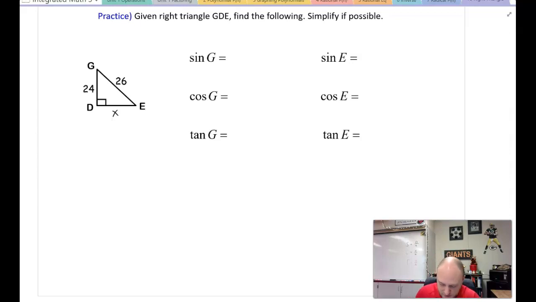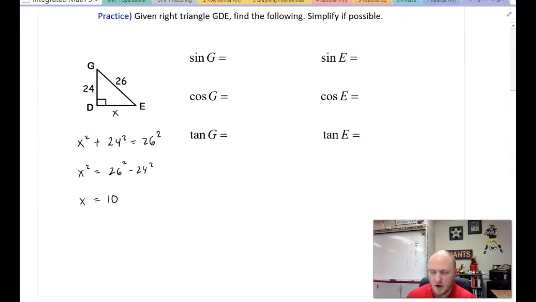All right, to help you find x, again, you're going to have to use the Pythagorean Theorem. So a squared plus b squared is equal to c squared. So this is the setup that you should have used. 26 must be alone on the side. And then going ahead and solving this, we get x squared is equal to 26 squared minus 24 squared. You should have gotten x is equal to 10 using your calculator.